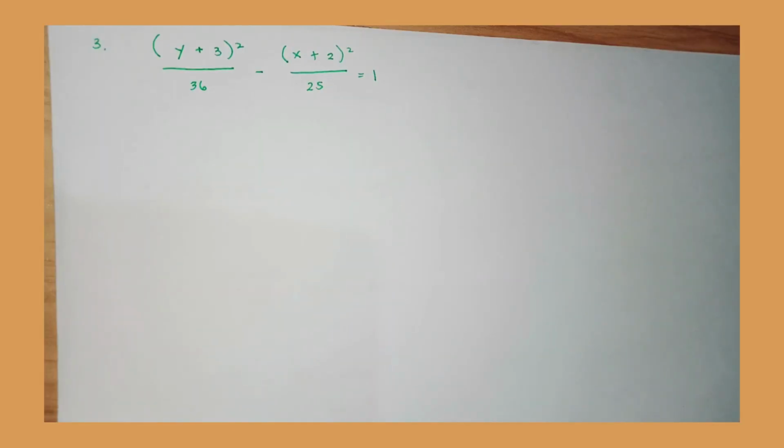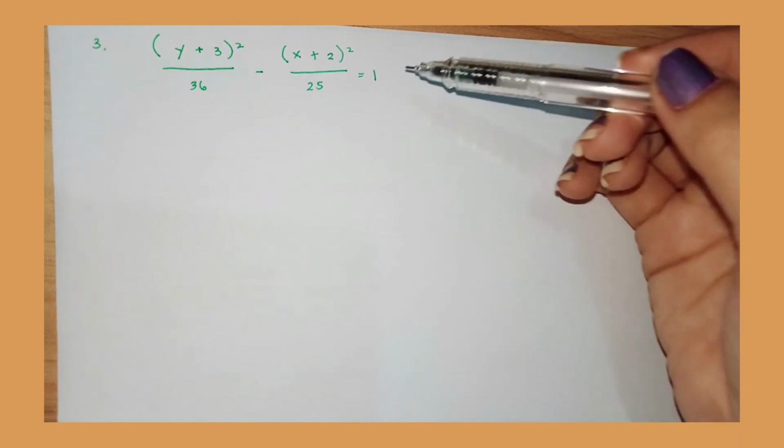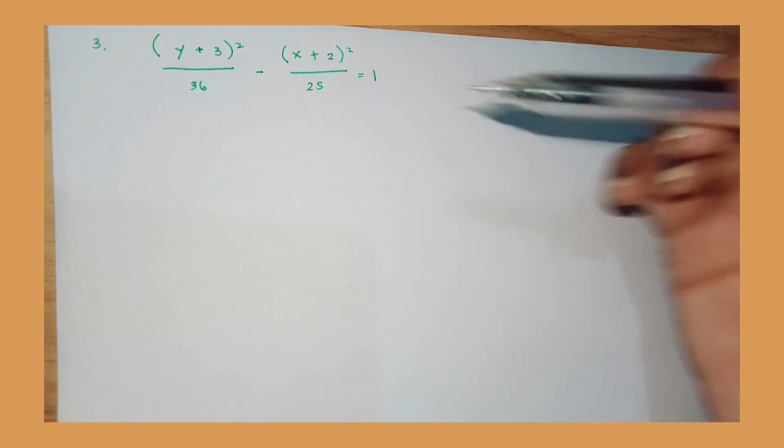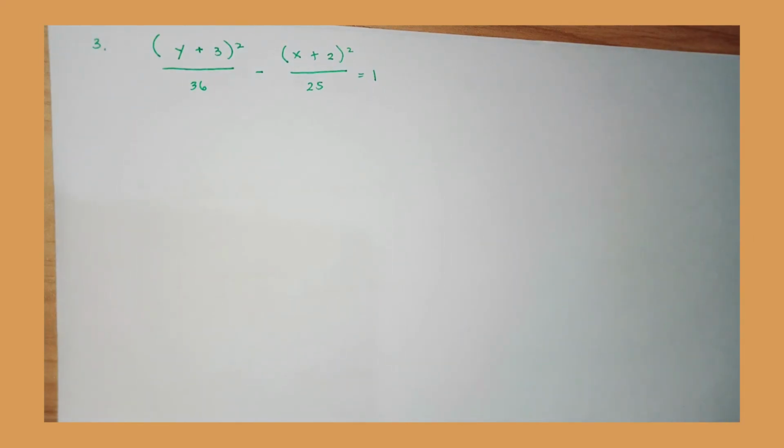Example number 3, we have y plus 3 squared over 36 minus quantity x plus 2 squared over 25 is equal to 1. Yung given natin, equal na kay 1. So, pwede na tayo mag-proceed by finding the center A, B, and C.